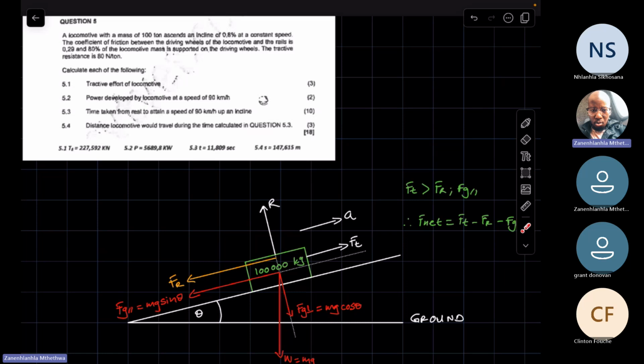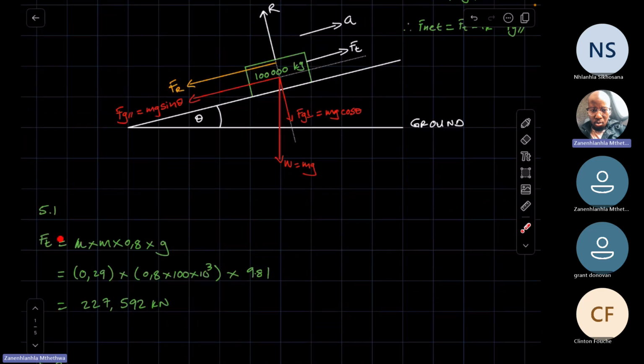In N5 and N6, we have a formula now to calculate the total force being applied, or the tractive effort. The formula is: tractive effort, or total force being applied, is equal to mu times the mass of the locomotive, times the percentage of the mass of the locomotive that is on the driving wheels, times g. Obviously, you use this if they've mentioned it.